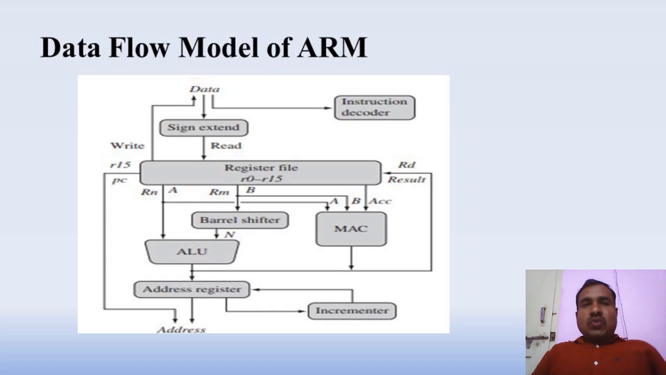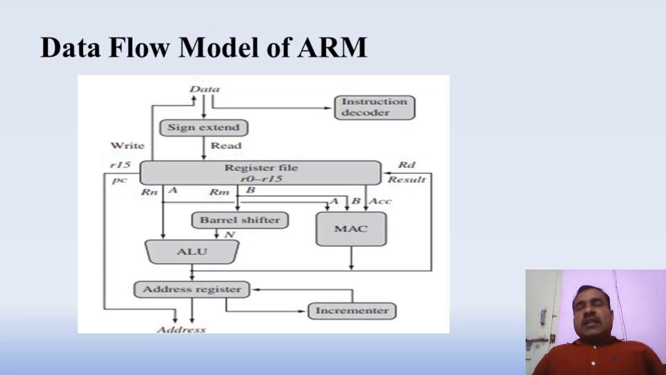A diagram shows the data flow model of ARM. So it has got many functional units in it. The arrows are nothing but a data bus here, and blocks are performing a specific functionality. Now, the main blocks in this data flow model are instruction decoder, sign extend, register file, barrel shifter, ALU, MAC, address register, and incrementer.